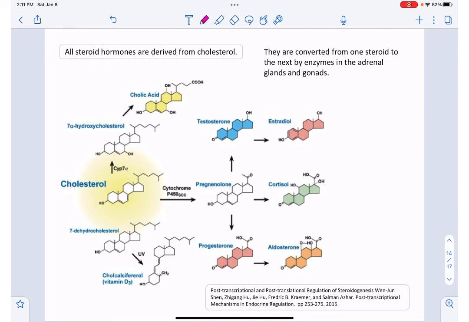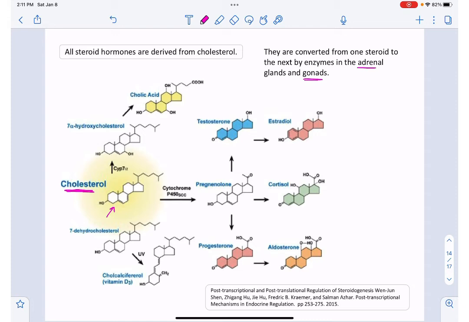And something interesting about these steroid hormones is that they're all derived from cholesterol. They're all derived from this cholesterol molecule. And what happens is they get converted from one steroid hormone to the next by different enzymes. So there's different enzymes in the adrenal glands and the gonads that are going to take a cholesterol molecule and convert it to the final steroid product that is intended.